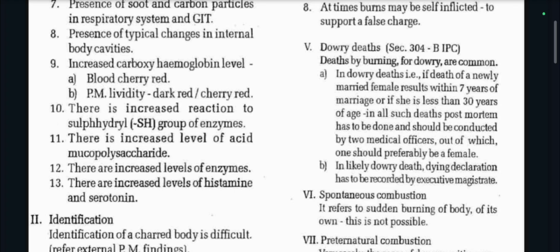is less than 30 years of age, in all such deaths, PM has to be done and should be conducted by 2 medical officers, out of which one should preferably be a woman, or say a female. In likely dowry death, the dying declaration has to be recorded by the executive magistrate. Okay, in case of dowry deaths.